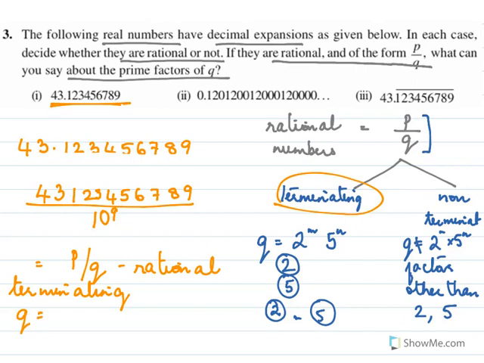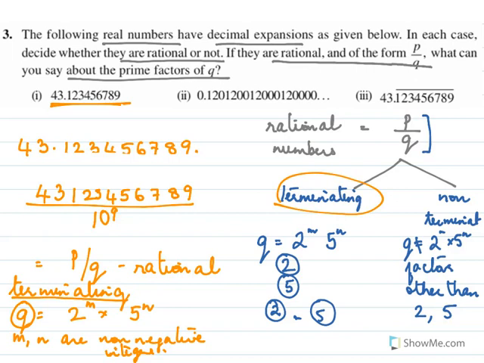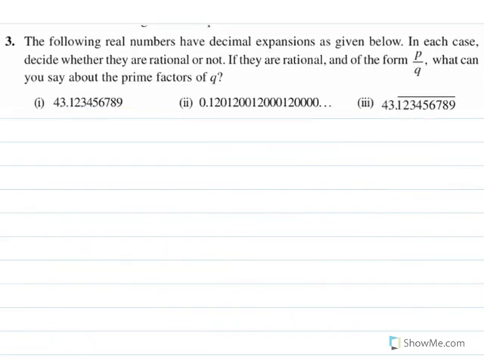If it is terminating, the denominator, that is Q, is in the form of 2 raised to m, 5 raised to n, where m and n are non-negative integers. So this is how I can comment about the denominator. The denominator is Q, and it's in the form of 2 raised to m, 5 raised to n because it is terminating. It stops here. There is nothing after this. There are no zeros after this.